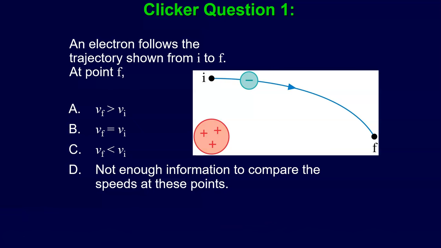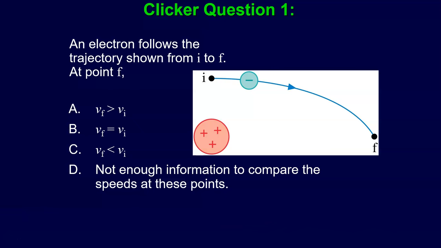And so here we have a situation. We've looked at this before in different circumstances, but let's look at it now and we're going to go through and solve it all the way. So an electron follows the trajectory shown from I to F. At point F, how would you relate the velocity at point F to at point I? So stop and think about this one and we'll talk about it in a second. Basically, which velocity is bigger, at I, at F, or are they the same, or is there not enough information? So think about this.